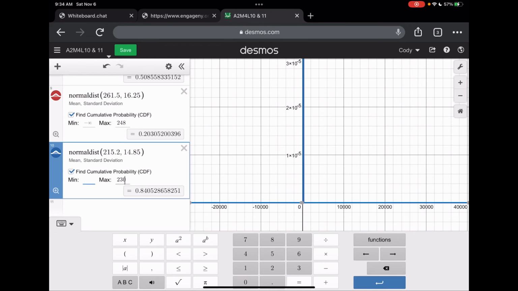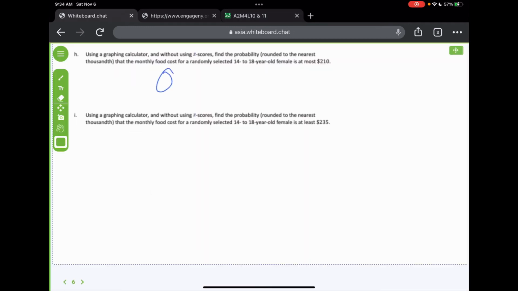Let's go to 210. Well, at most it's going to be 0.363. 0.363.